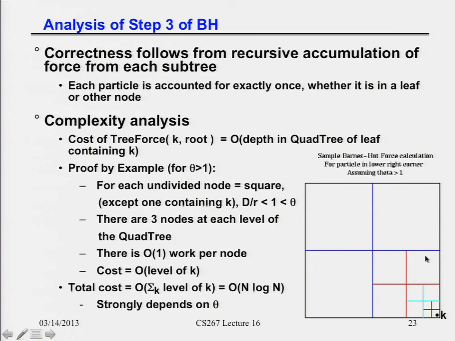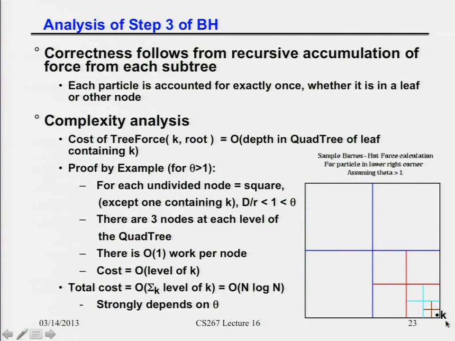And then I move up one more in the tree. These are distance 4 away from that corner, and they're 4 by 4 boxes, so the ratio is 4 over 4, or 1. And again, all these boxes will pass the test, and I'll approximate them. And so this very heuristic argument is meant to say that I'm doing a constant amount of work at each level in the tree.